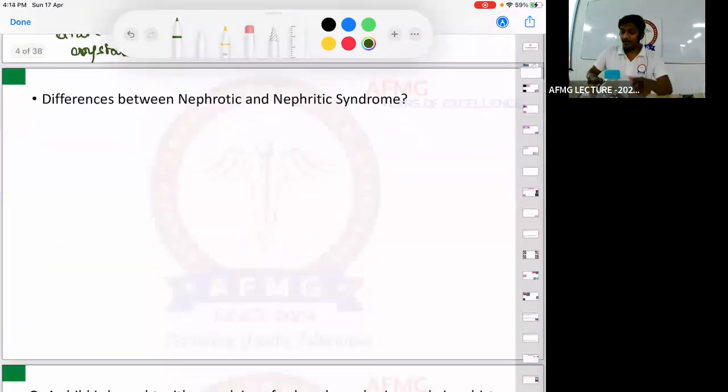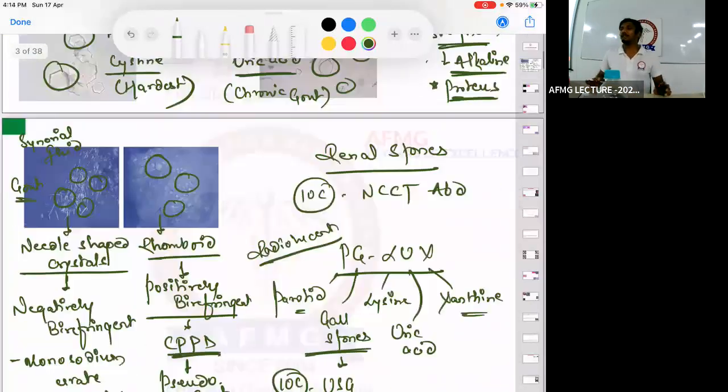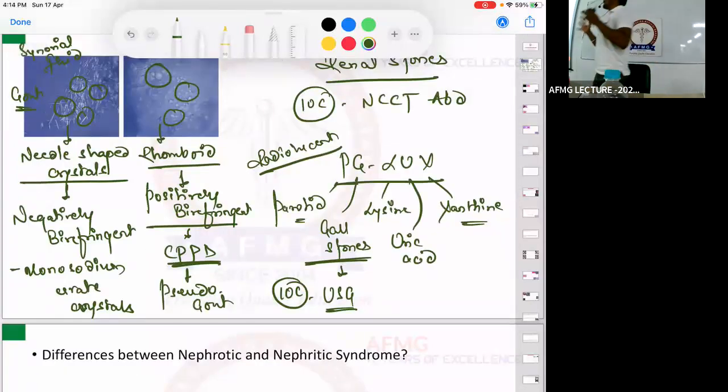Now talking about the important condition, first let's discuss some points with surgery. Treatment for renal stone. If a renal stone is less than 2 cm, what is the surgical management? ESWL, extracorporeal shock wave lithotripsy. And if the stone is more than 2 cm, PCNL. It is percutaneous nephrolithotomy. We will discuss this surgery. Don't worry about that. Okay? Moving further.